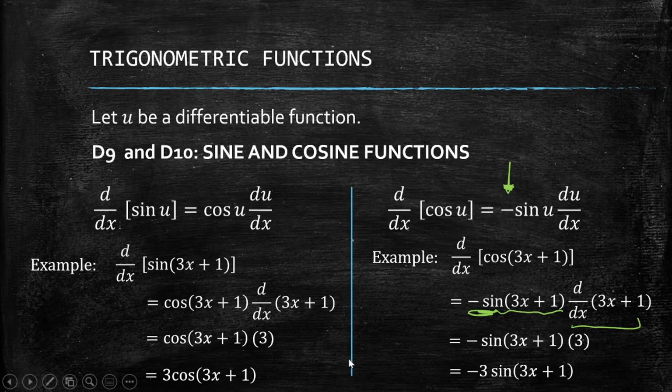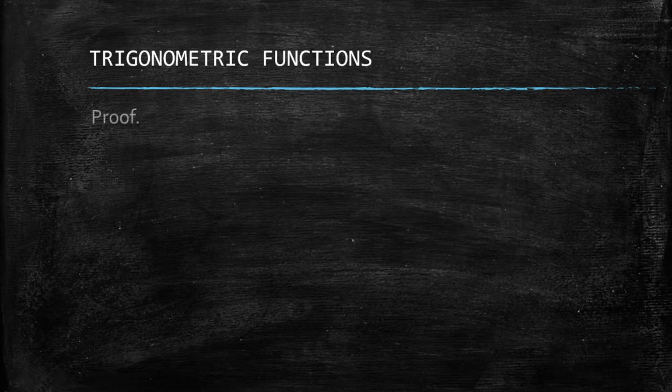Now we need to know where these equations, or rather formulas, come from. So let's start with sine. Instead of sine u, I'll be using sine x. So let's try to use the limit definition to prove that the derivative of sine x is equal to the cosine of x.